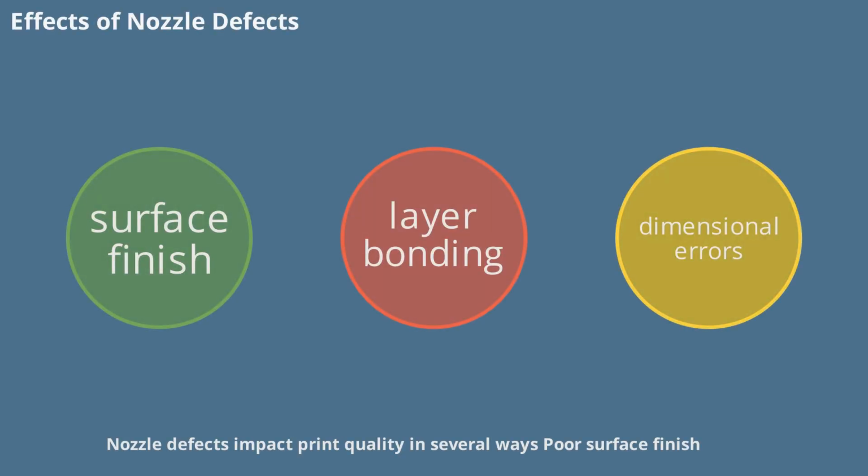Nozzle defects impact print quality in several ways. Poor surface finish, weak layer bonding, print failures, and dimensional errors are common outcomes. These effects can compromise the structural integrity and appearance of your prints. Recognizing these symptoms early allows you to take corrective action and maintain high standards in your 3D printing projects. Consistent monitoring and maintenance are crucial for minimizing these negative effects.